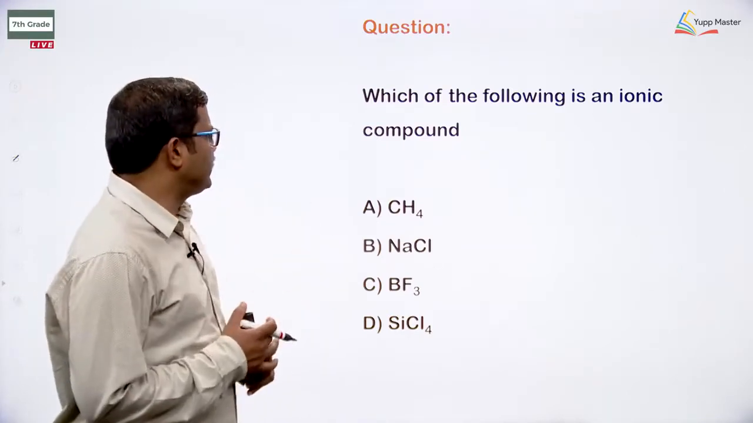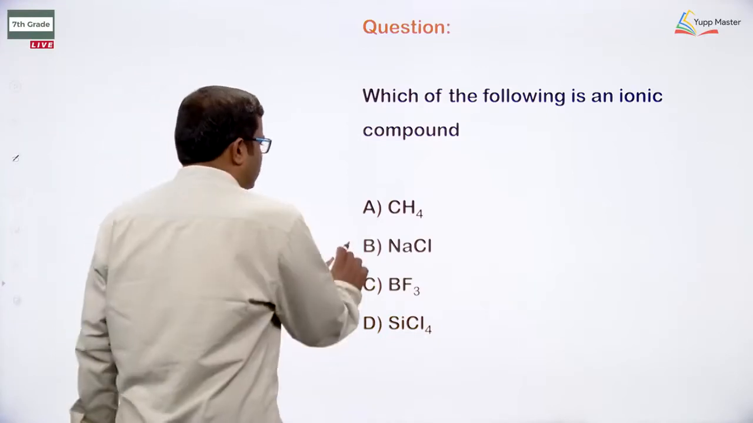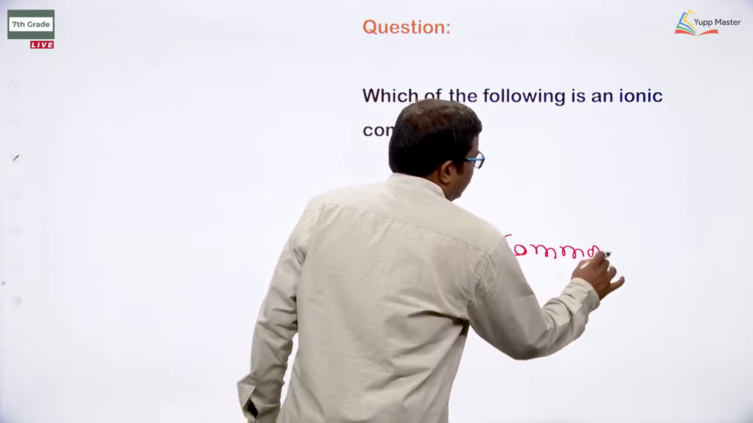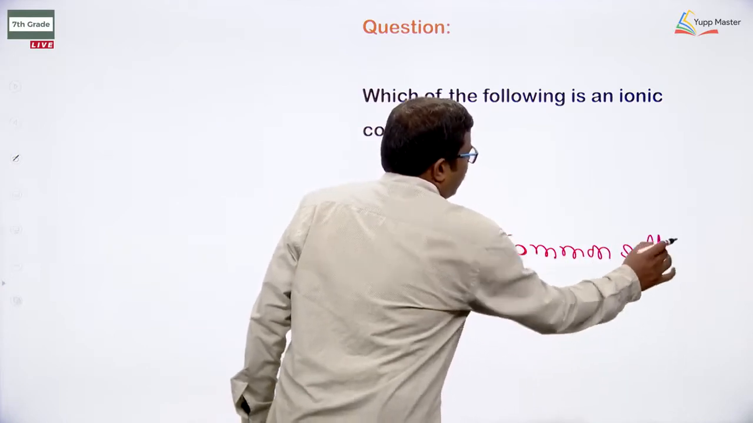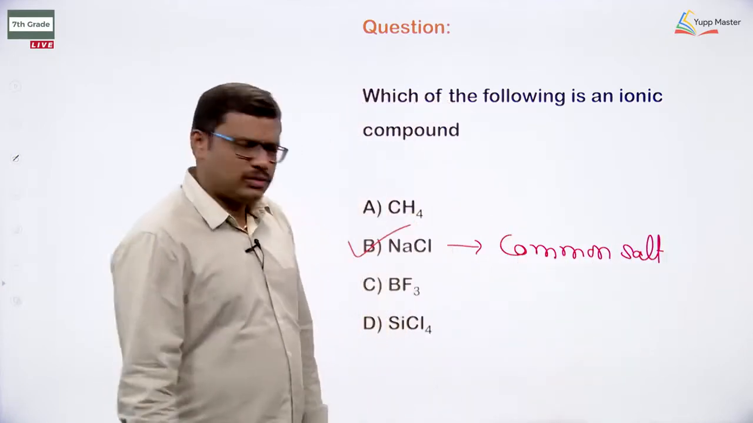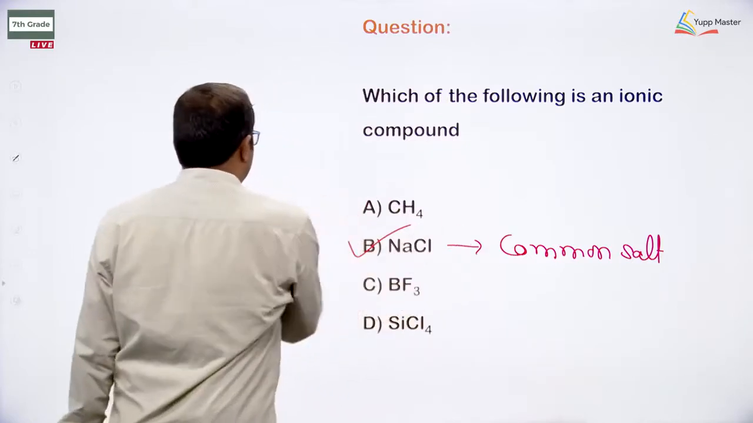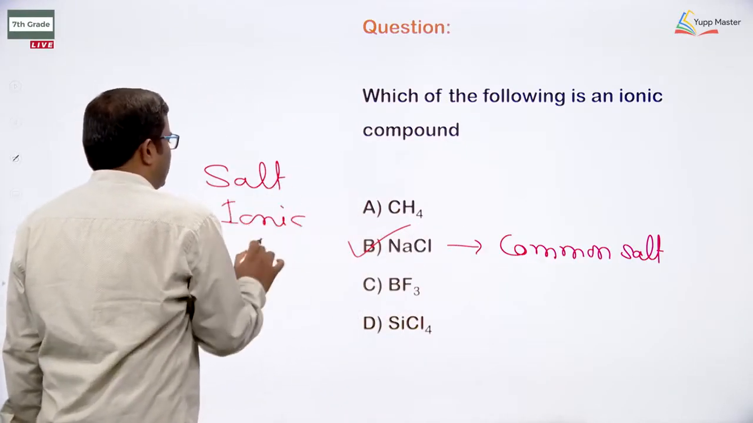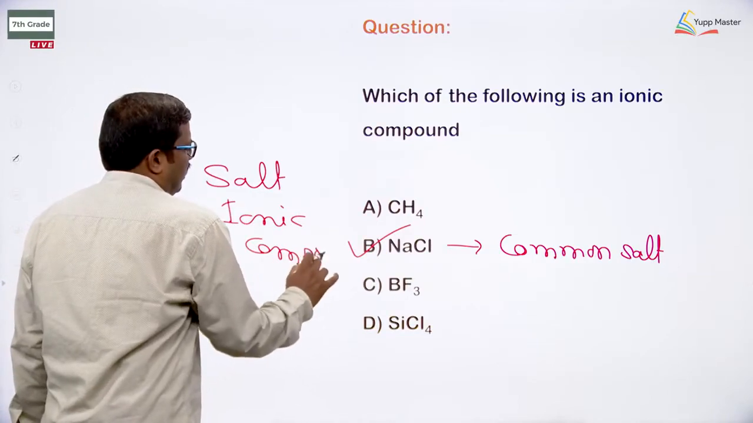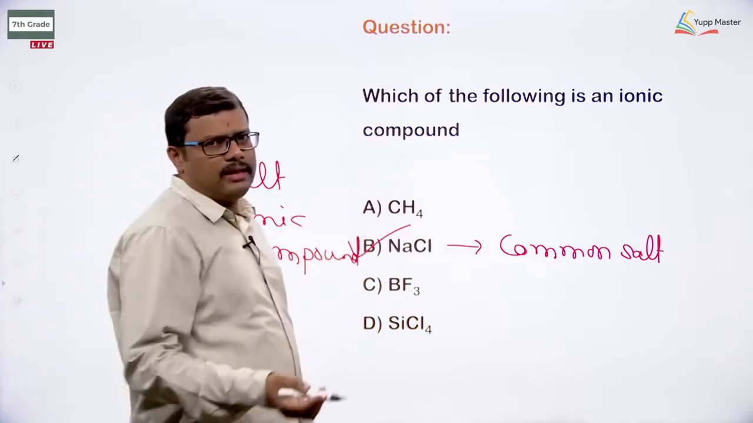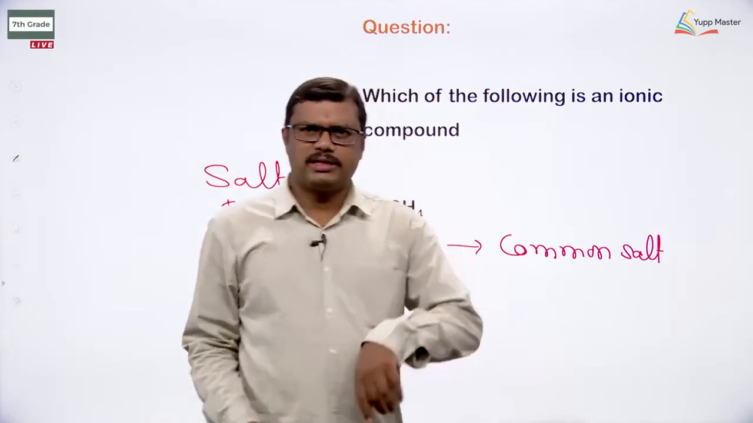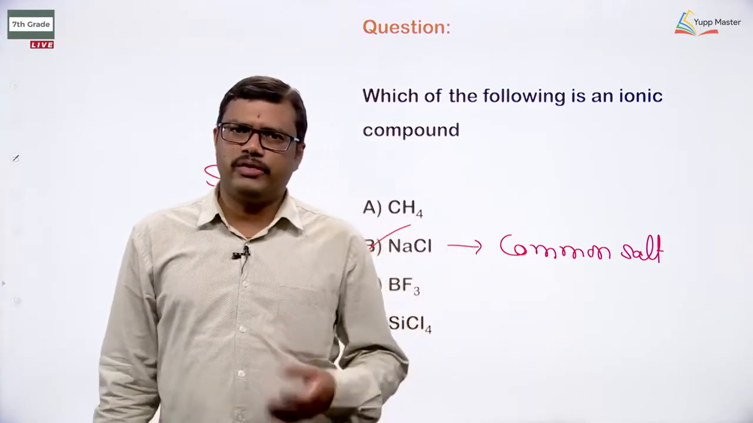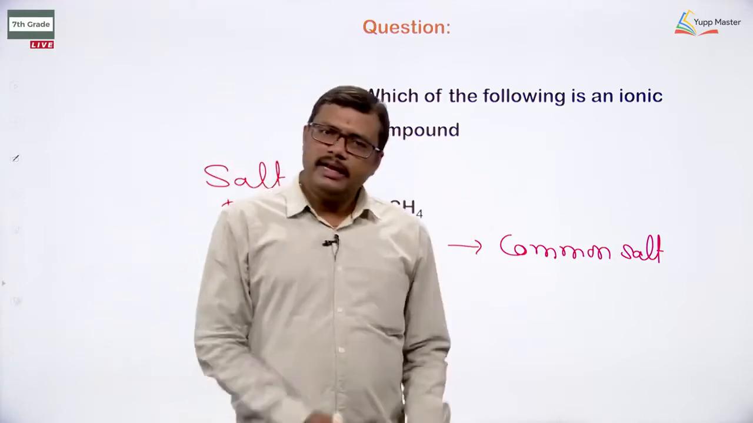Which of the following is an ionic compound? Ionic compound generally means sodium chloride, which we know is common salt, the table salt we use in our food. So, salt is an ionic compound. We always say that salt contains a cation and an anion, and it is an ionic compound. Ionic compounds contain an ionic bond. An ionic bond is an electrostatic force of attraction between the positive charge and the negative charge.